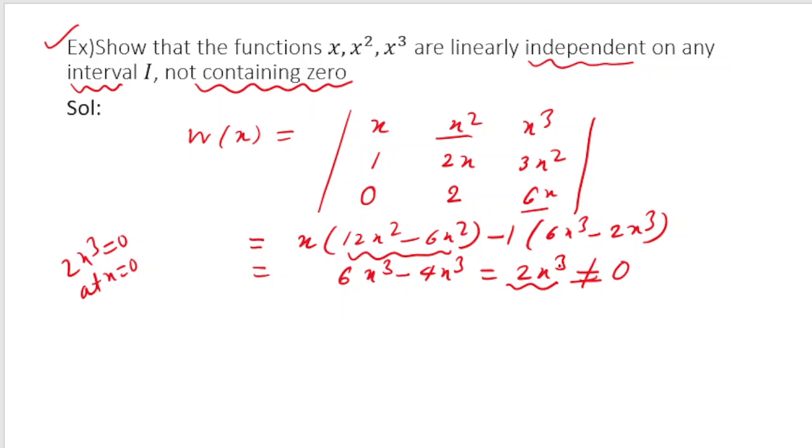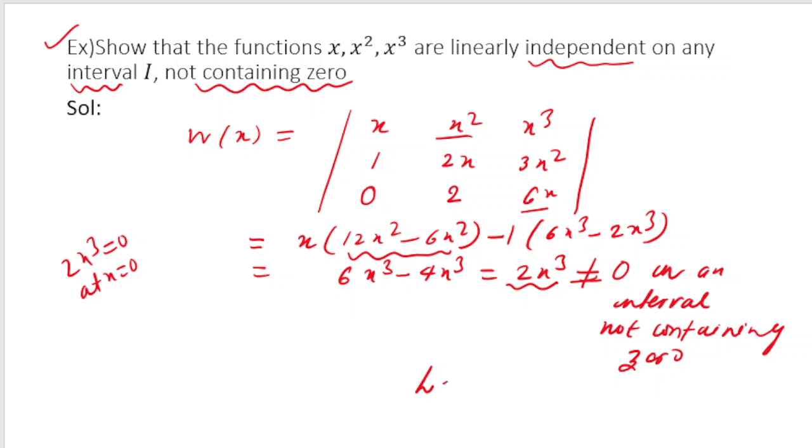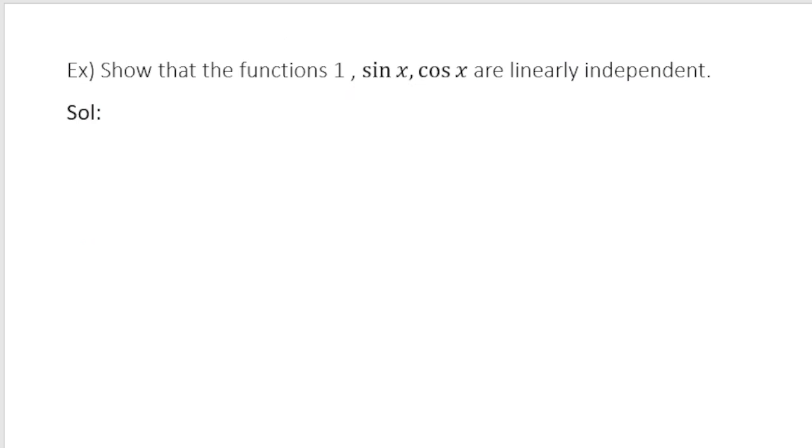Right? 2x cube is equal to 0 only when x is equal to 0, but if I take any interval not containing 0, then 2x cube is not equal to 0. So if it is not equal to 0, means what? That it is linearly independent. So these functions are linearly independent in any interval which does not contain 0. It is important. Next question.